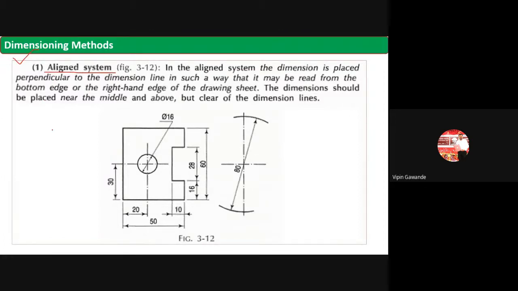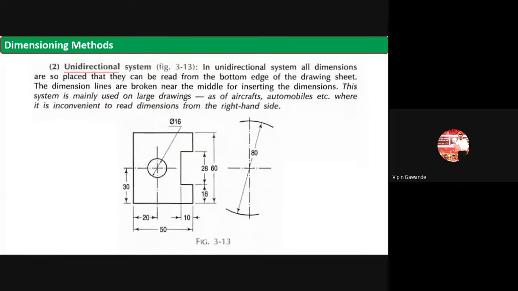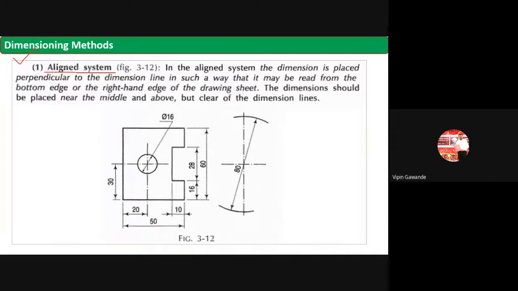Then the next is we have seen the dimensioning methods. There are two types of dimensioning method. One is called the aligned system, and the other one is called the unidirectional system. Now, what is the difference between these two?